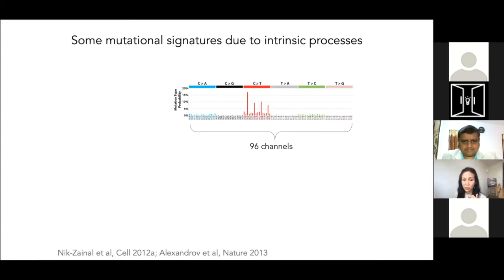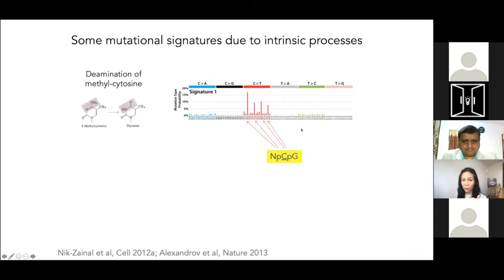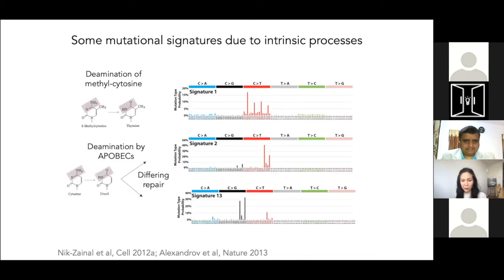It may have certain dominant characteristics. So here, the tallest bars are at CpGs. And this signature is due to deamination of methylcytosine. It's seen in every single tissue type. It's seen in normal tissues. It's a perfectly normal signature that's happening in all our cells. There are a number of other intrinsic or endogenous mutational processes. For example, the APOBEC ones, also deamination, which because of differing repair pathways that try to fix that APOBEC deamination can result in multiple different signatures.